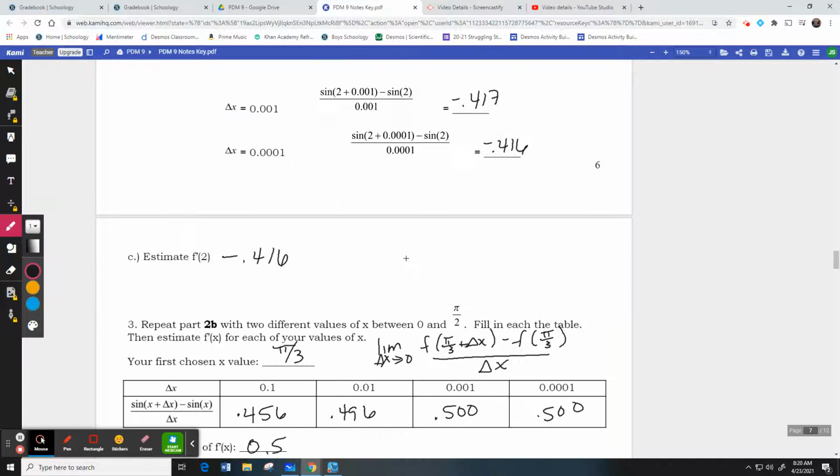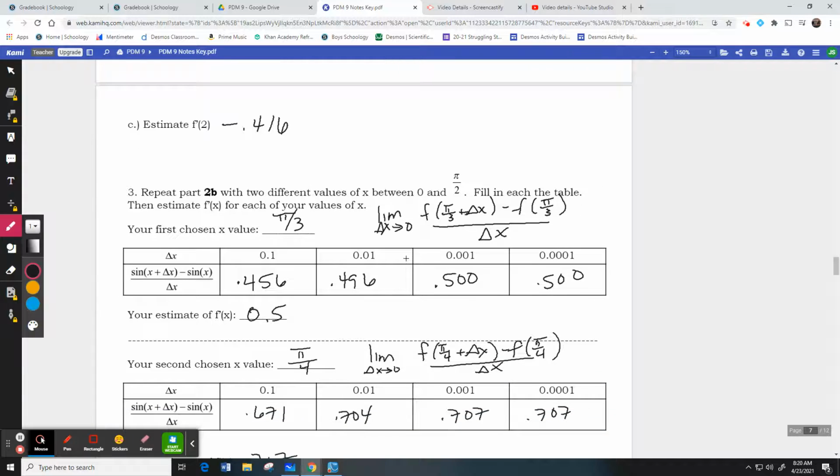We're going to do the same thing 2 more times with 2 different values, and we're going to pick 2 values from the unit circle. You could really pick anything. I picked pi over 3 and pi over 4. It wouldn't necessarily need to be from the unit circle. You could pick any angle you want, but these are the 2 I picked.